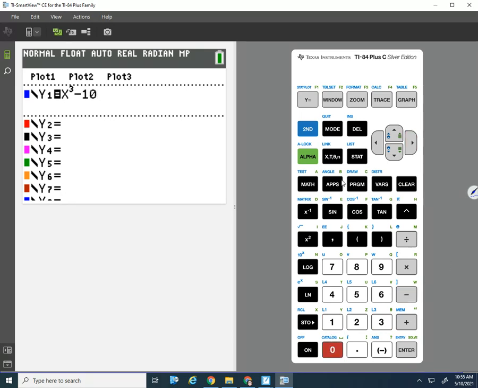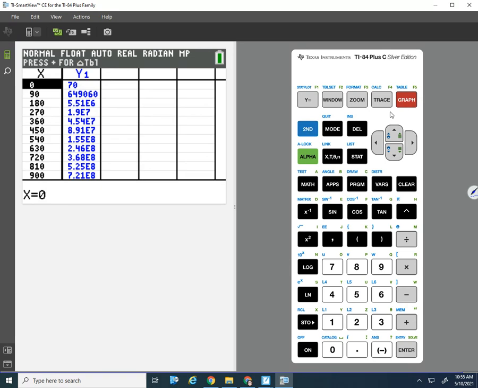Minus 10. Okay. You don't need to look at the graph. You just look at your table.